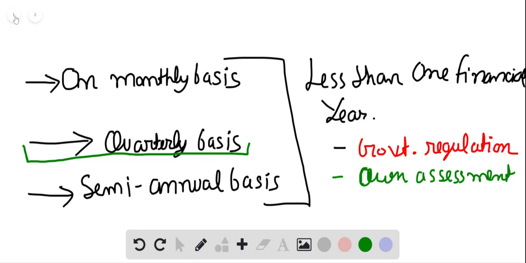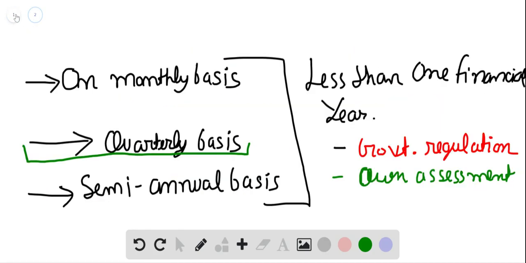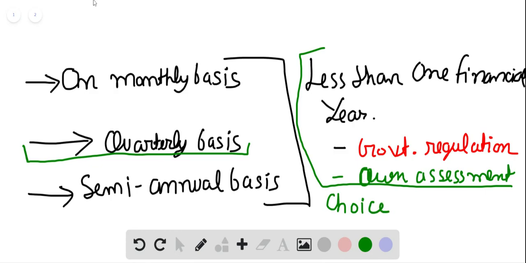Okay, so we have discussed about the financial year and related concepts. Okay, so this concept, preparation of financial statements for less than one financial year, okay, that matches with our choice A for the current question. Okay, that is accounting period. Okay, so choice A is correct.